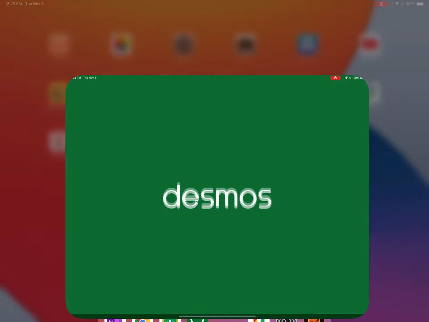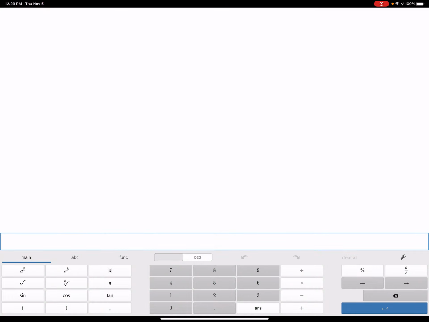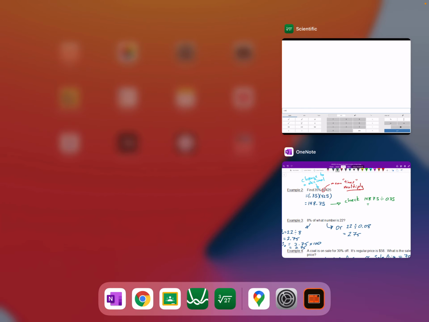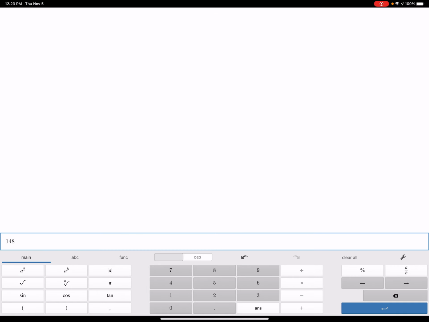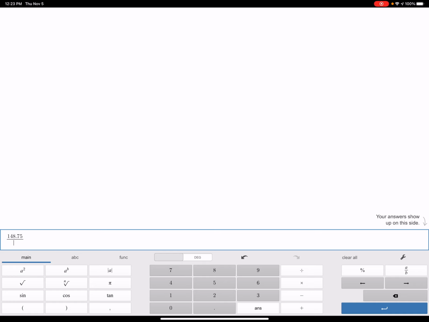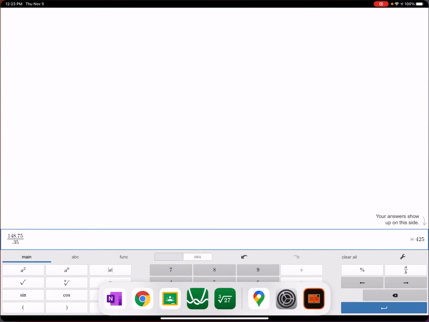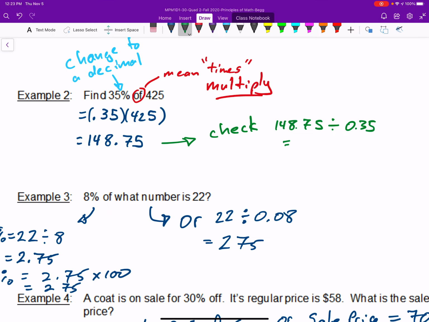Let me just do that. 148.75 divided by 0.35. This is a funny calculator. My calculations are on the bottom left, and my answer, as you can see from the little notes there, shows up on the right side. So my answer is on the right. It says 425. So I got back to what I started with. So yeah, opposite is what does it for me.